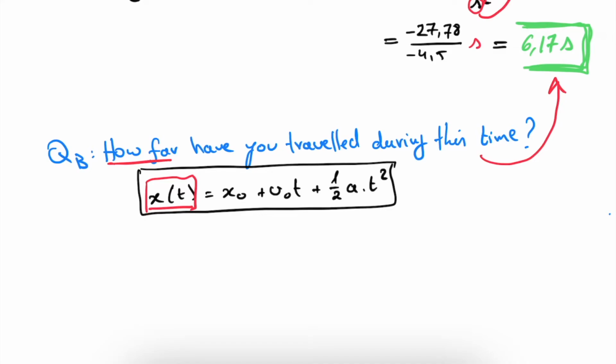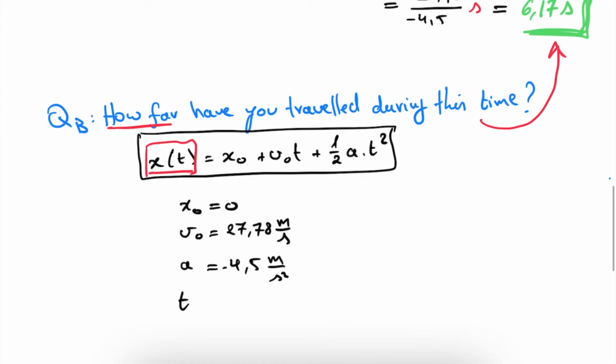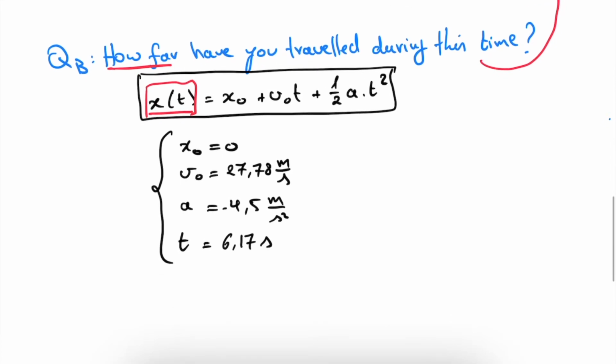What do we need? We need x0, which is the initial position that we had, and we can take this to be 0. Then we need v0, which is the initial velocity, which we know was 27.78 meters per second. We need the acceleration, which is in this case minus 4.5 meters per second squared. Units are very important. And we need the time interval over which we are considering this problem, which we calculated in the previous exercise to be 6.17 seconds. Using all of this, we can simply fill in this formula and get a number for x(t), which we will do right now.